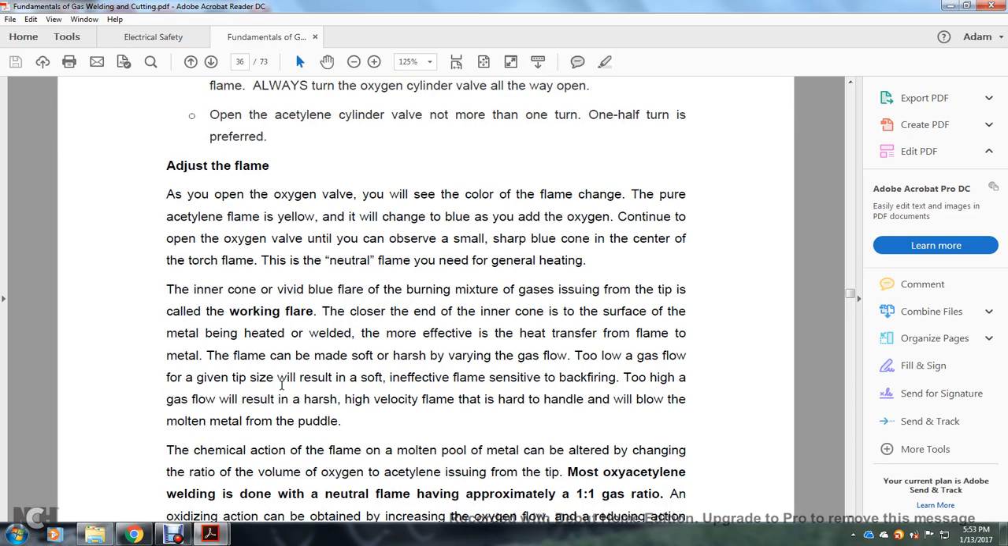Adjusting the flame. The color of the pure acetylene flame is yellow. It will change to blue as you add oxygen. As you open the oxygen valve, continue until you observe a small, sharp blue cone at the center of the torch flame. This is a neutral flame.